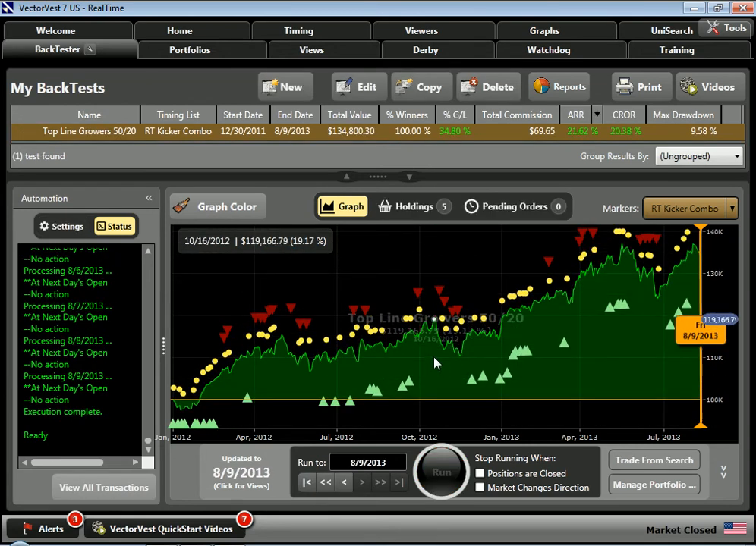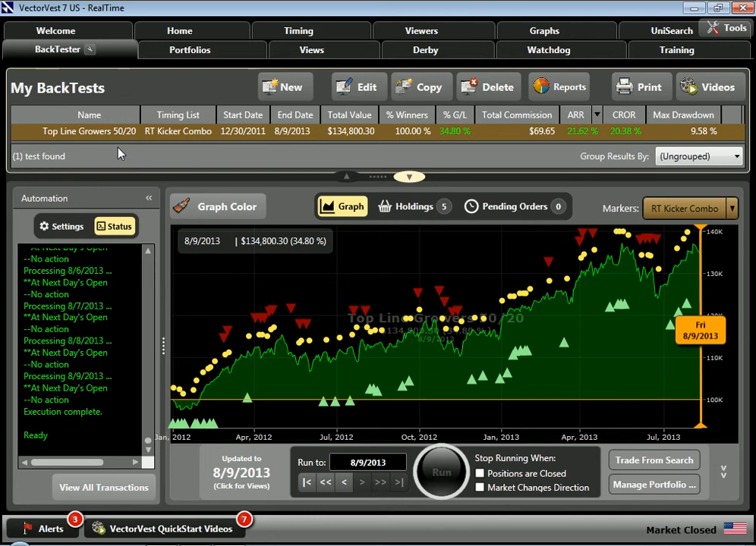Let's take a look at our results. We'll begin with our performance line. Here we see the dates and settings for the portfolio. We had 100% winning trades with a total gain of 34.8%.